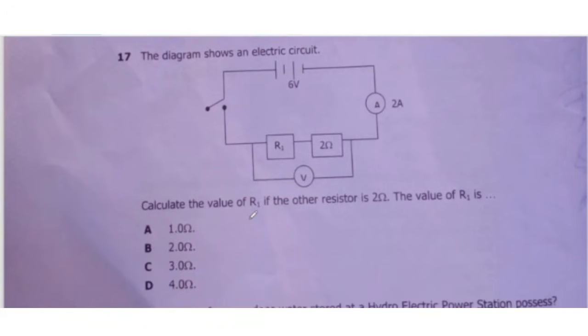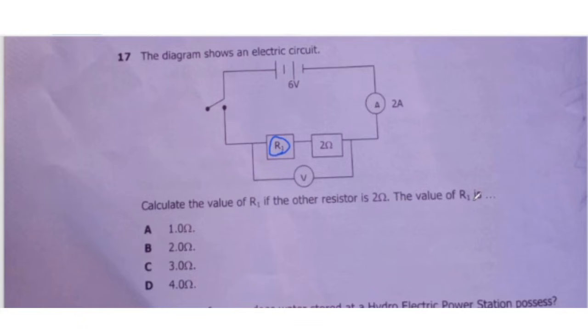Okay, let's go to question number 17. The diagram shows an electrical circuit. Okay, so that is an electric circuit, not electrical, but electric circuit. You can look at it. We have 2 amps here, 6 volts, a voltmeter, 2 ohms, and a resistor here whose reading we don't know. The question is, calculate the value of R if the other resistor is 2 ohms.